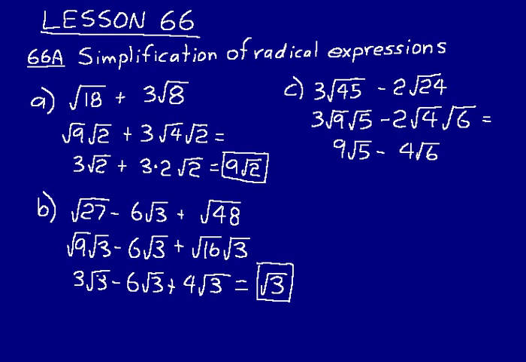Now, we don't have like terms here, right? Because we have different radical expressions. So this is our answer. This is as far as we can take this. We can't simplify it anymore.